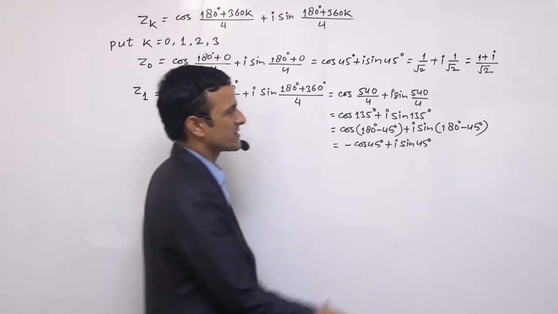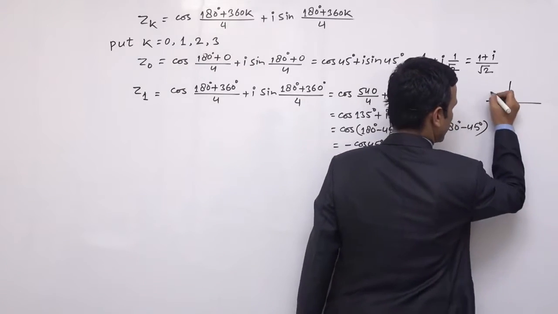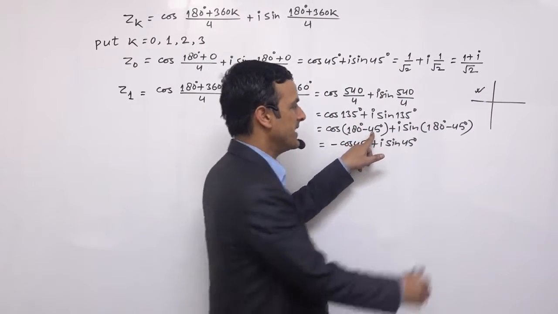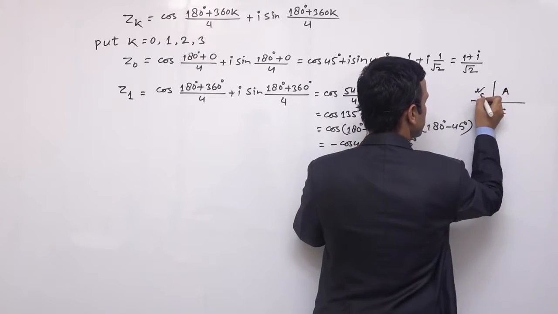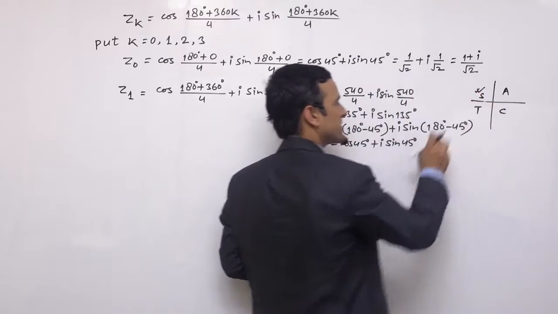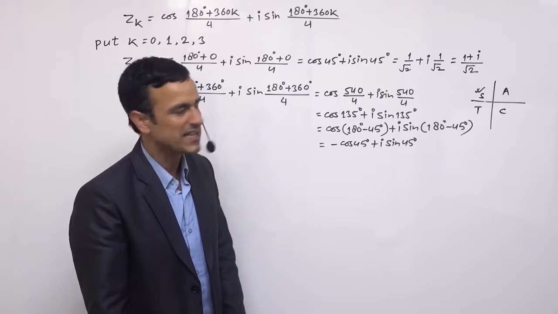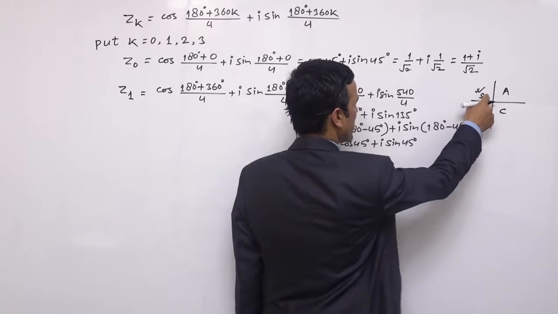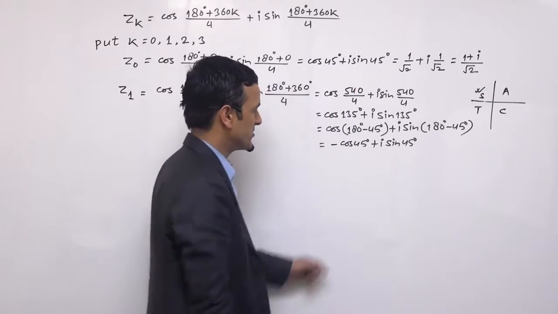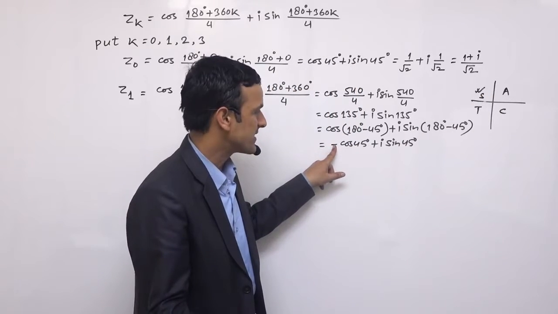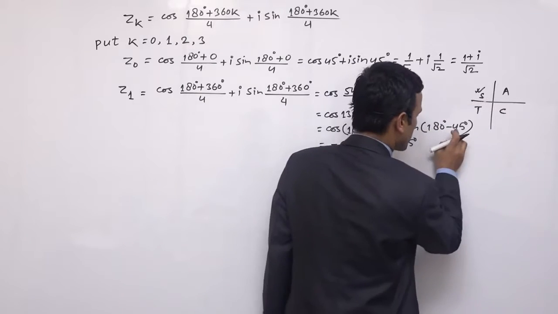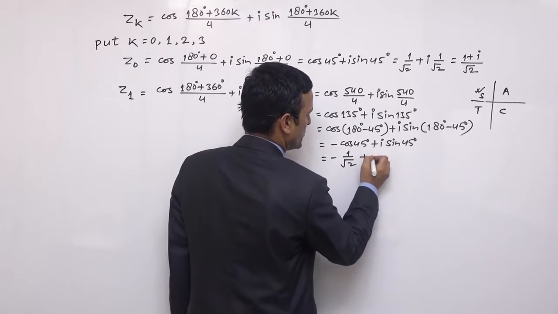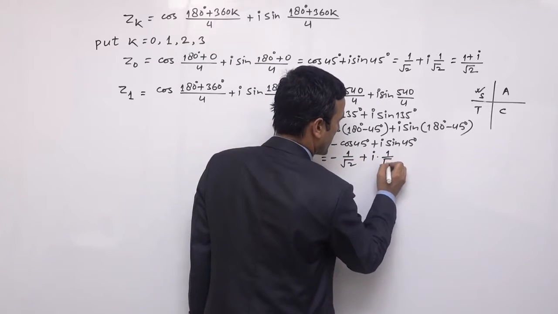180 minus theta means second quadrant. So it is over here. It lies in second quadrant. So 180 minus 45, according to our CAST rule, S means sine and cosec are positive, but here in cos 180 minus theta only sine is positive, cos is not positive. So write down minus cos, and here is sine, so it is positive, so write down sine 45. So minus 1 upon root 2 plus i times 1 upon root 2.